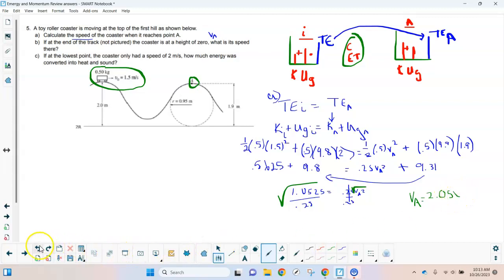That's supposed to be a 2. There we go. That looks better. And that's meters per second. So that is the answer to part A, 2.052 meters per second. It is sped up a little bit. So like it was going 1.5 before, 2.05 is faster. That makes sense because it went down a hill and it's at a lower position, so it should be still moving. It's not tremendously faster, but it is something.